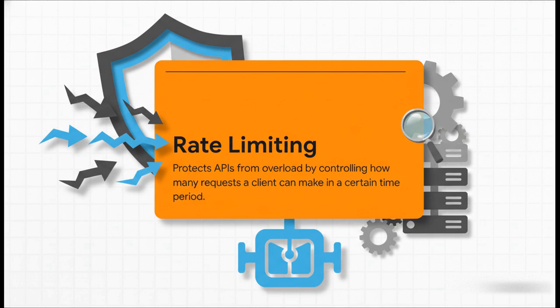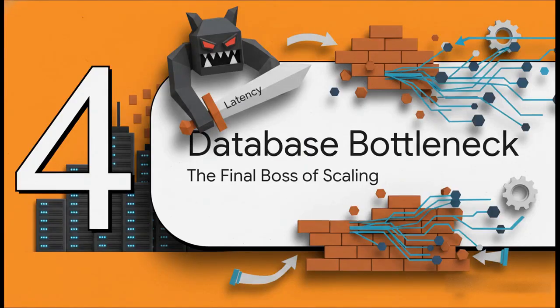It stops any one user or client from completely overwhelming your service, whether they're doing it on purpose or they just have a buggy script running wild. It's absolutely crucial for stability and for protecting your system from abuse. All right, so our API layer is looking pretty solid now. It's horizontally scalable, it's load balanced, but now we have to face what I like to call the final boss of scaling. Let's get into section 4, solving the database bottleneck.